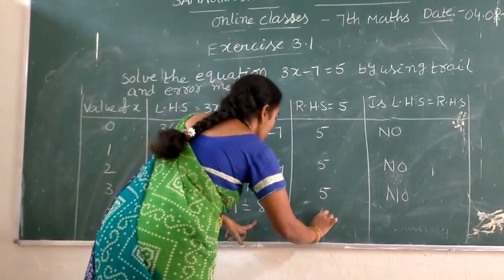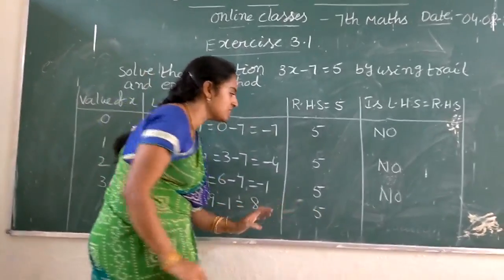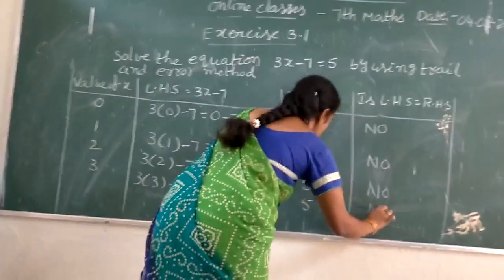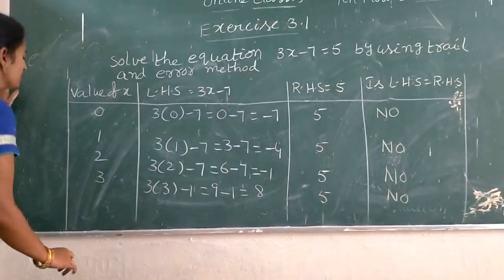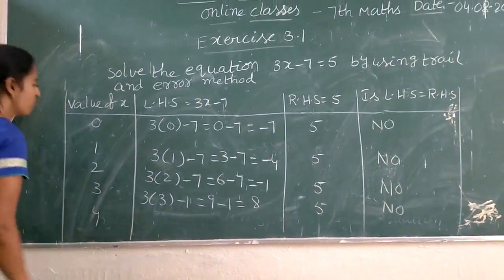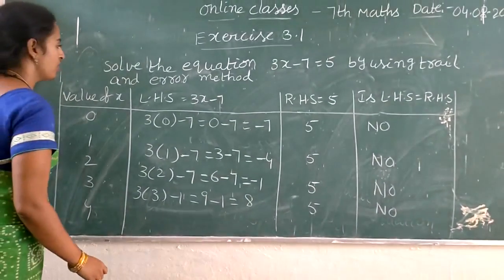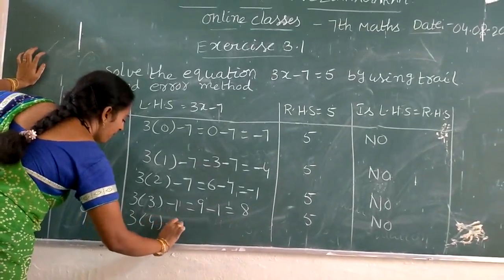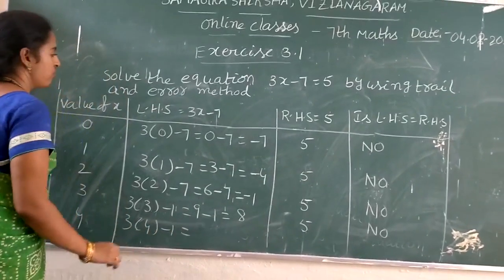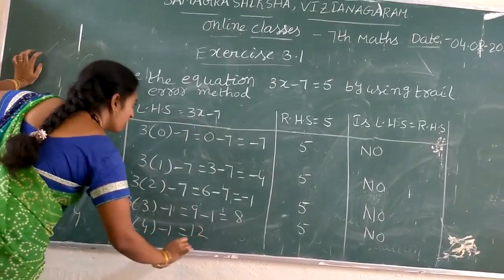And the RHS is 5. Children, is LHS equal to RHS? No. Next, we substitute x equal to 4: 3 into 4 minus 7. 3 fours are 12, 12 minus 7.